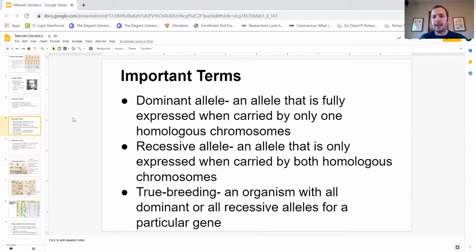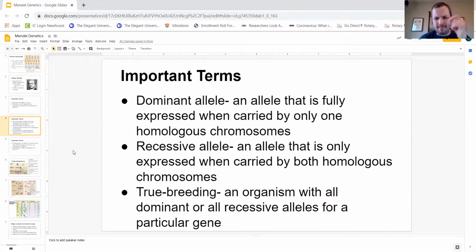In Mendelian genetics, we have a dominant allele and a recessive allele. So a dominant allele is an allele that is fully expressed when carried by only one homologous chromosome, while a recessive allele is an allele that is only expressed when carried by both homologous chromosomes. So dominant is, of course, dominant to the recessive.